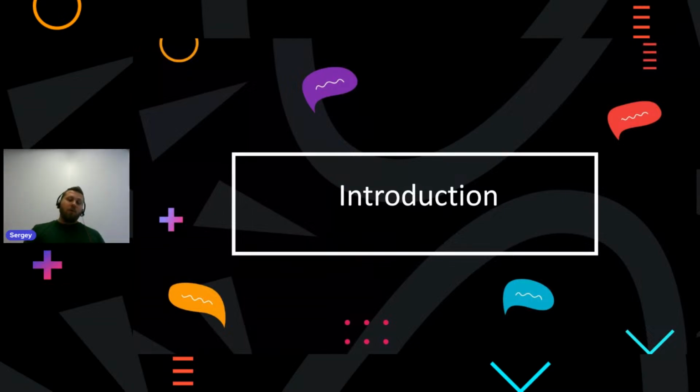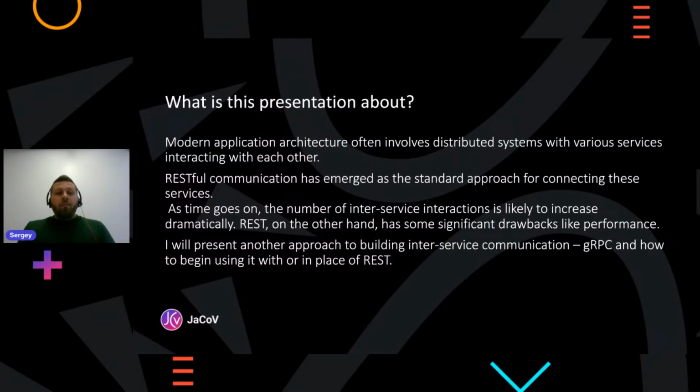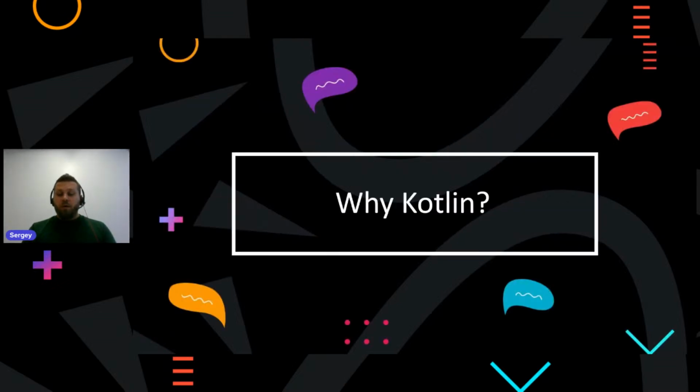So let's start with what this tech talk is about. Modern application architecture often involves distributed systems with various services interacting with each other. RESTful communication has emerged as a standard approach for connecting these services. As time goes on, the number of inter-service interactions is likely to increase dramatically. REST, on the other hand, has significant drawbacks, like performance. So I will present another approach to building inter-service communication, gRPC, and how to begin using it with or in place of REST. I will start with some basic theory, and later I will show a more or less live example.